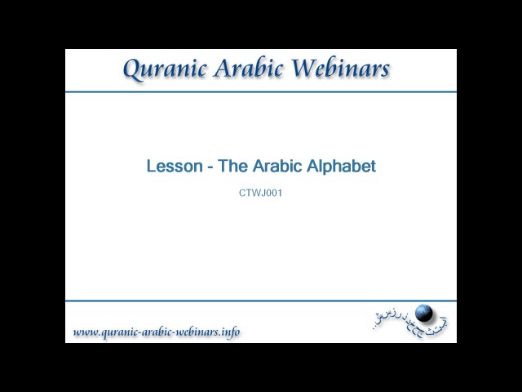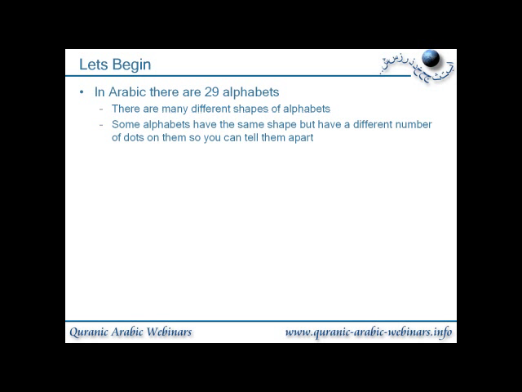This lesson is about the Arabic alphabet. Let's begin. In Arabic, there are 29 alphabets. There are many different shapes of the alphabets. Some alphabets have the same shape but have a different number of dots on them, so you can tell them apart. These are the dots. This is one dot, two dots, three dots. Sometimes the dots will be above the letters and sometimes they'll be below the letters.